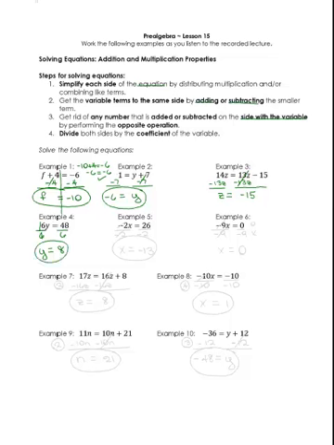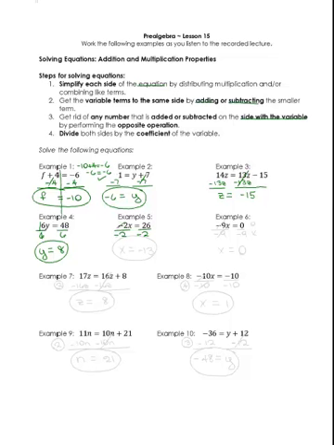Example number 5, we're at the same place. We're at step number 4, divide by the coefficient of the variable. But the coefficient of this one is a negative 2, and I have to be careful. If it's a negative, I have to divide by that negative 2. I'll need to divide both sides by the negative.